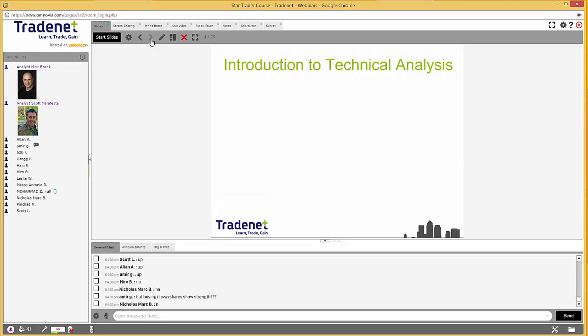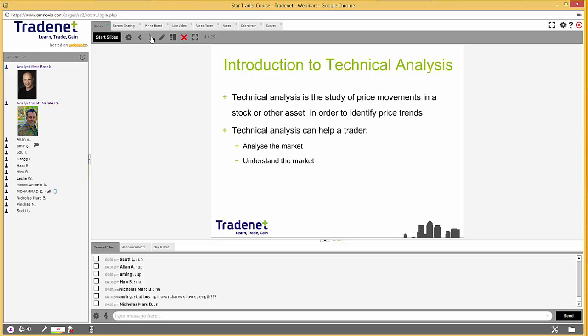So we're going to do the introduction to technical analysis right now. We're going to talk about technical analysis and really the fact that it's a study of price movement in the stock or any other asset. It's not just stocks. We are trading stocks here, but in fact, it is used in order to analyze the market, understand the market, and to develop trading ideas. So these are the things that we are about to encounter here.